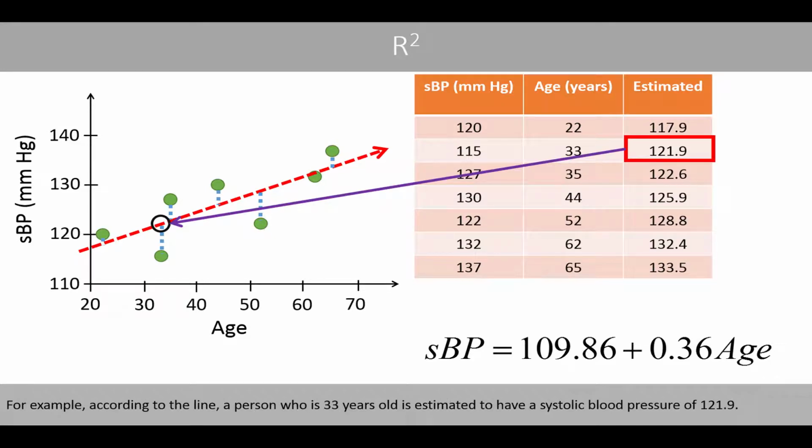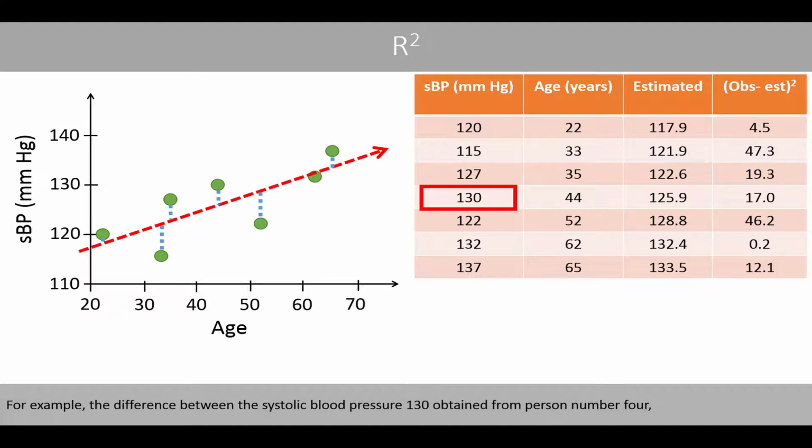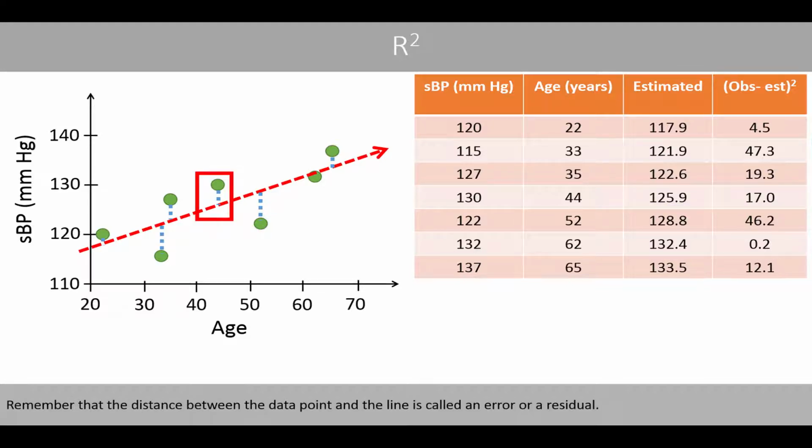For example, according to the line, a person who is 33 years old is estimated to have a systolic blood pressure of 121.9. Next, we calculate the square distances between the line and the data points. For example, the difference between the systolic blood pressure 130 obtained from person number 4 and the estimated value 125.9 is 4.1. Remember that the distance between a data point and a line is called an error or a residual.